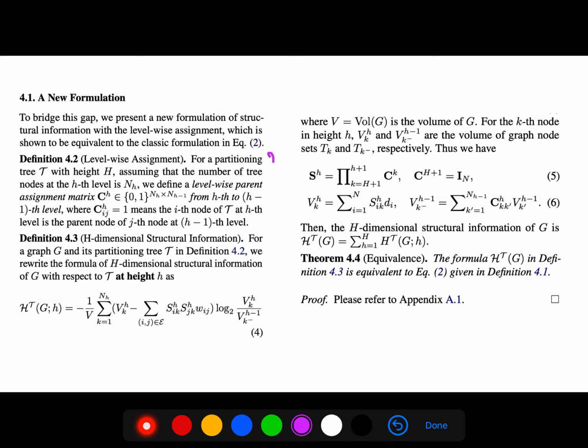This is the level-wise assignment: for a partitioning tree with height h, assuming the number of tree nodes at the h level is n sub h, we define the level-wise parent assignment matrix. They also define h-dimensional structural information. So we have a partitioning tree T. We rewrite the formula that I said with respect to T at height h. And V is the volume. This is the volume of your graph.